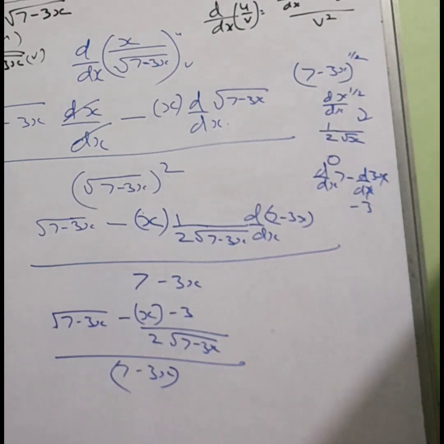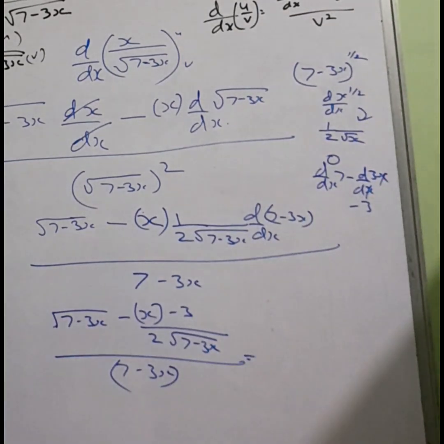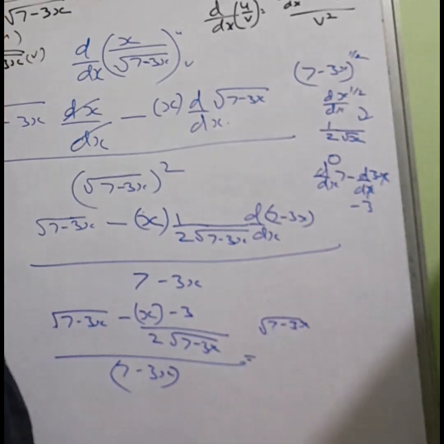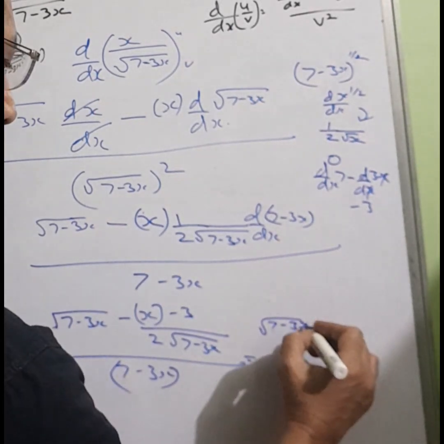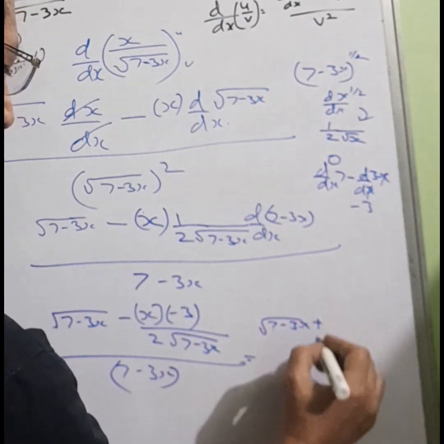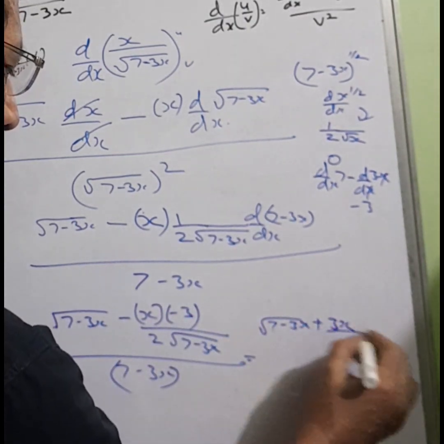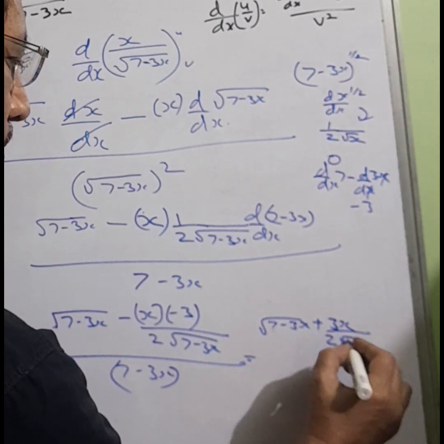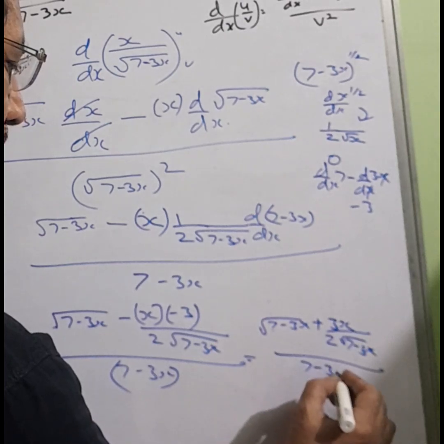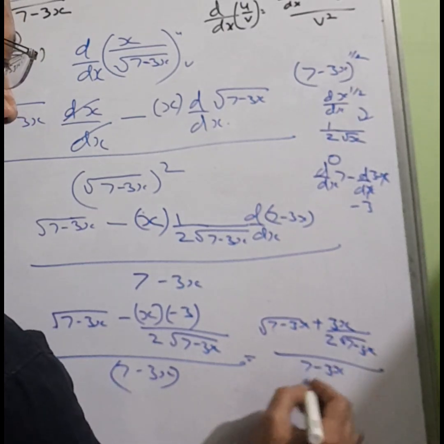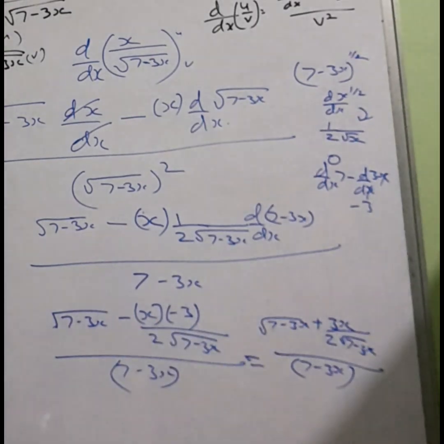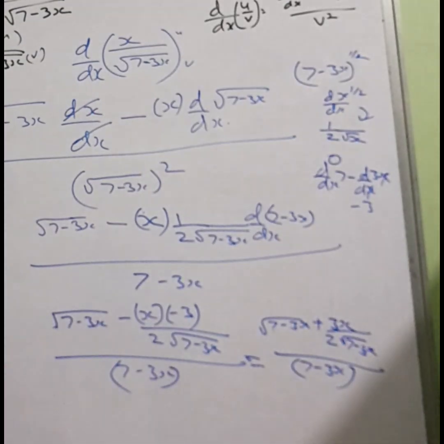Got it? Okay, so now what's the solution? Maybe you can do it here. So it is root of 7 minus 3x. Now this minus and this minus gets into plus, so it is 3x upon 2 root 7 minus 3x upon 7 minus 3x. Alright, so this is what we got. Okay, now let's progress ahead.